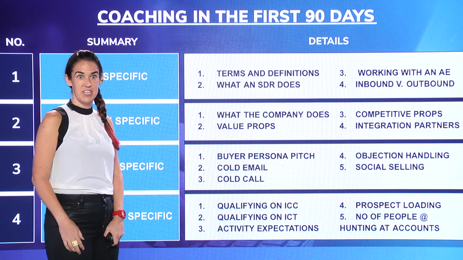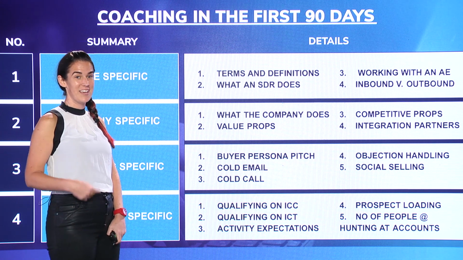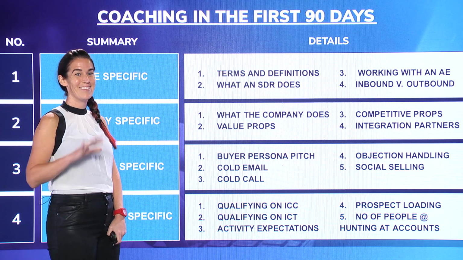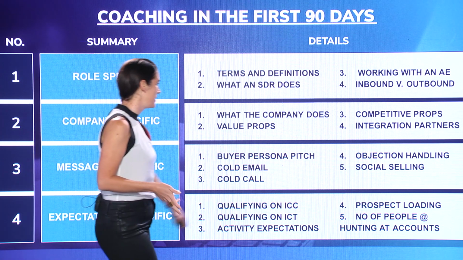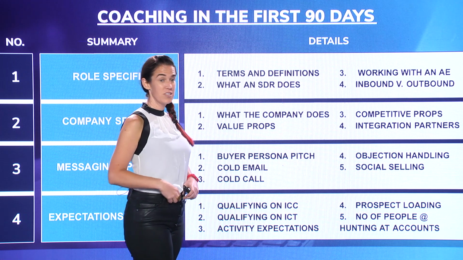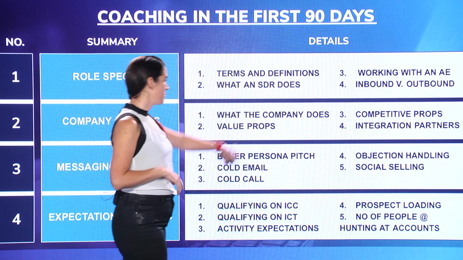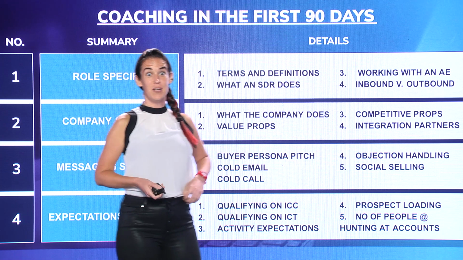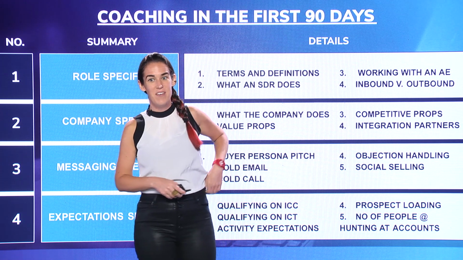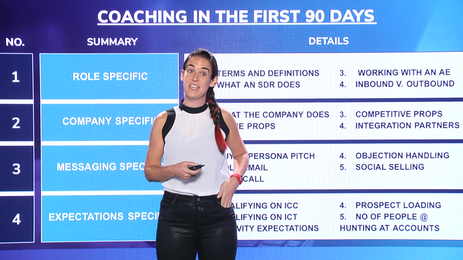Three, activity expectations. This is an ongoing coaching thing and a reinforcement and accountability thing. This is our metric. We want to make sure that we're hitting it. And what are the bottlenecks holding us back from that? Number four, prospect loading. How do I load prospects into my tech? And number five, the number of people that you are hunting at each account.